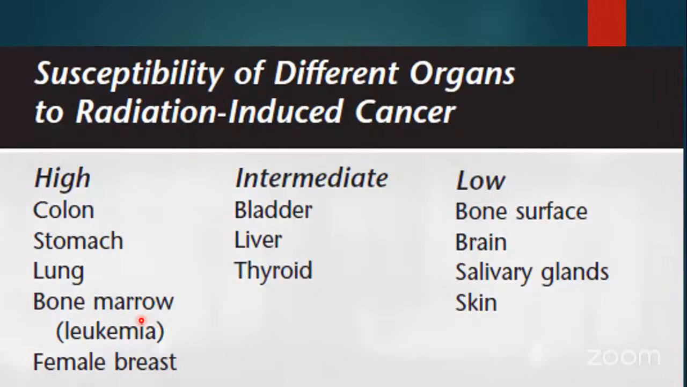Susceptibility of the different organs to radiation induced cancer. See, radiation induced cancer means you have to think about stochastic effect. So these are the more susceptible ones, like your colon, stomach, lung, bone marrow, and female breast. The least susceptible ones include your bone surface, brain, salivary glands, and skin. The intermediary ones include your bladder, liver, and thyroid.